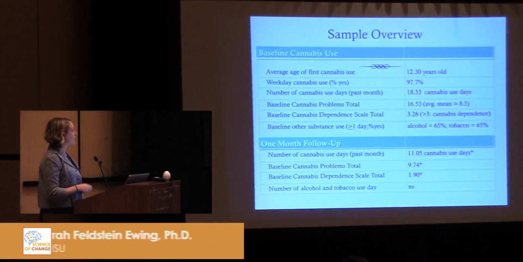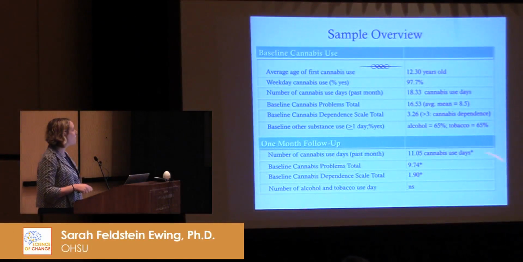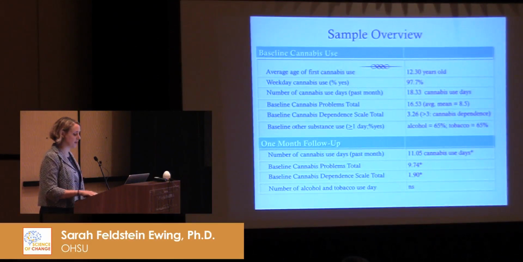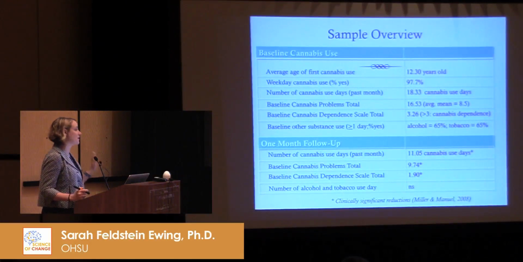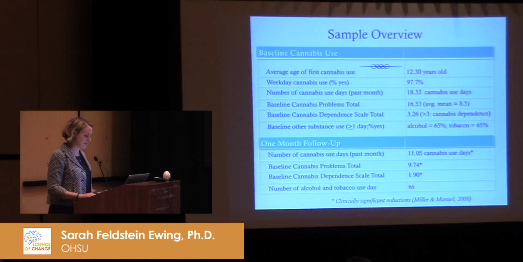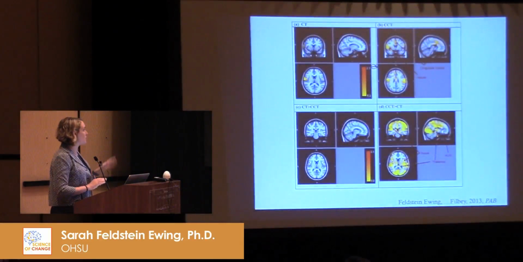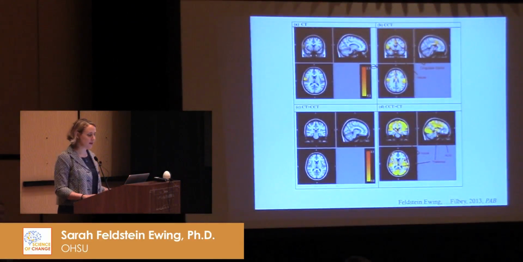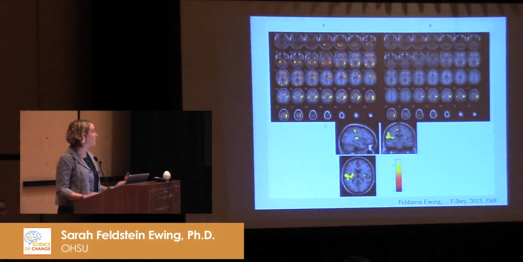I also, this is for the clinicians in the room, want to show at the 1-month follow-up, after their session, they showed significant reductions in cannabis use days, cannabis problems, and cannabis dependence. And this is a clinically significant metric of reduction, as it's a halving of symptoms across these metrics. So here I show you, just for the sake of comparison, the adult data, and here I show you the adolescent data.